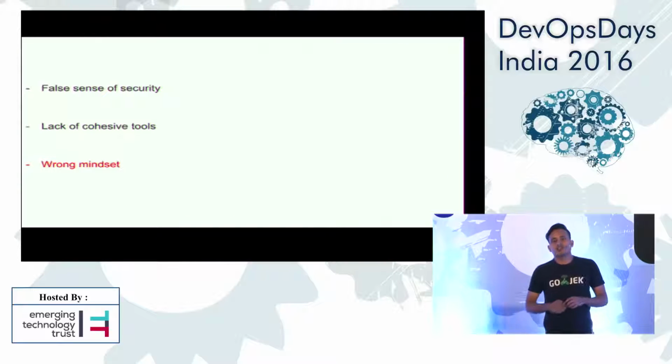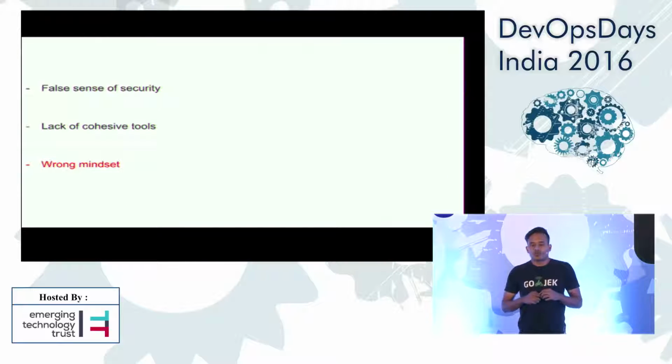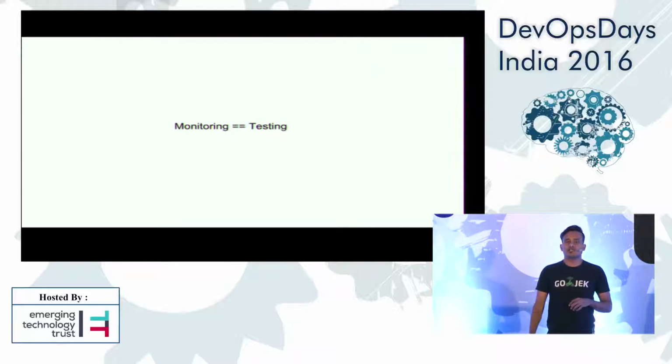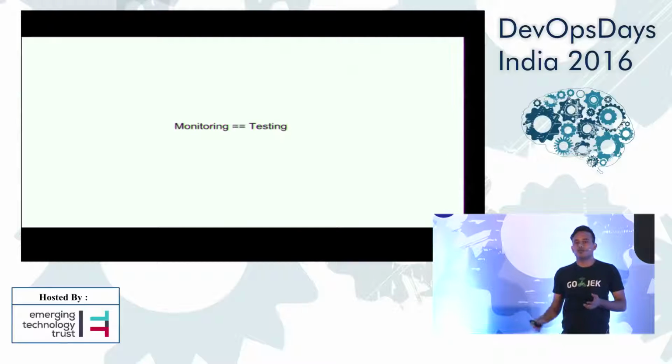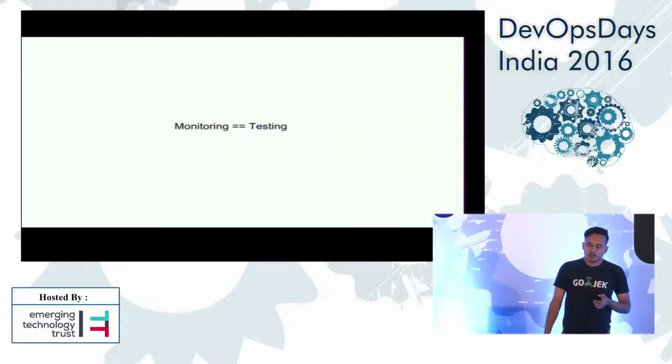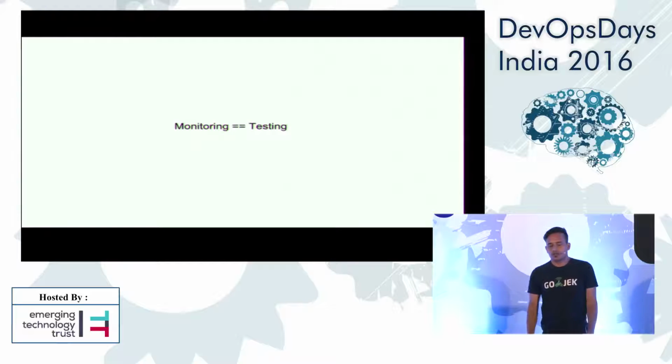The third one is the wrong mindset. Many people might think that monitoring is a pain, but it's actually not. I would like to say it's actually close to testing. Testing helps us in identifying the problems before we push the code to production, and monitoring helps us identify the problems when the code is in production. So we can use them as they come.